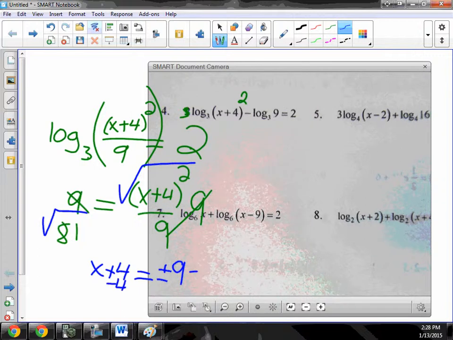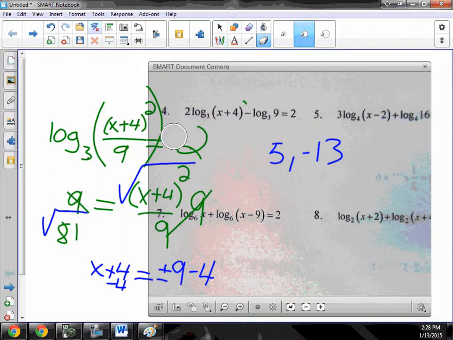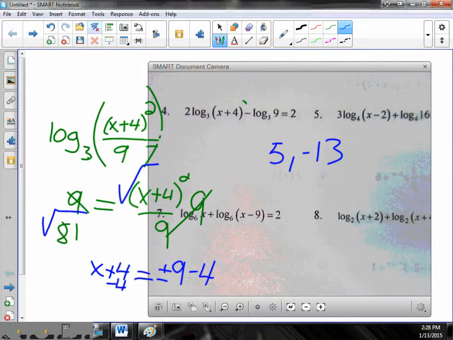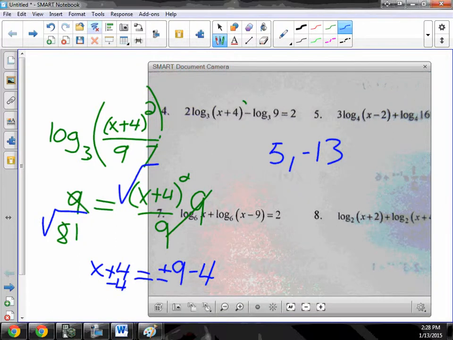So we're going to subtract 4, and I asked one of my earlier classes, what's plus or minus 9 minus 4? And they said, plus or minus 5. No, that doesn't work. So it's 9 minus 4 is 5, and negative 9 minus 4 is negative 13. Okay, let's double check. So if I plug in 5, 5 plus 4 would be 9, and 3 to what power is 9? 2, and 2 times 2 is 4, and what is negative log base 3 of 9?